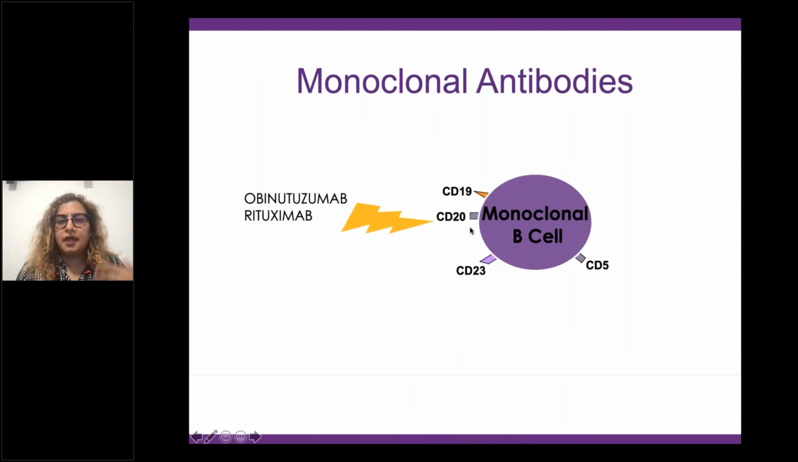And the reason this is important is that we have 17 years of follow-up data in which a significant portion of patients actually achieved cure. And so FCR is the only way to cure CLL in that population.